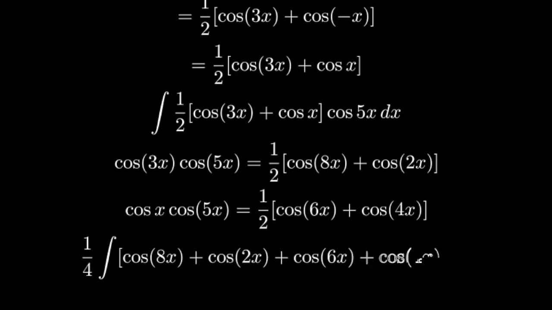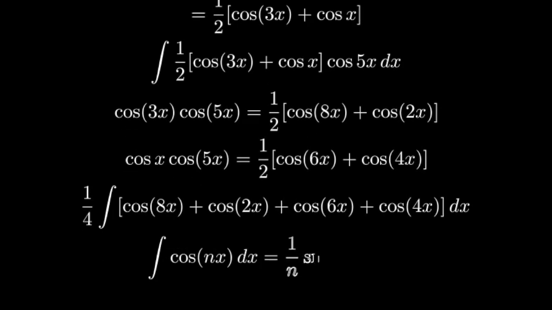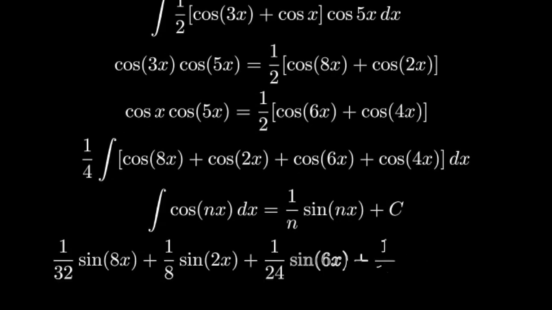Combining everything, our integral becomes 1/4 times the integral of cosine 8x plus cosine 2x plus cosine 6x plus cosine 4x dx. Now we can integrate each term. Remember that the integral of cosine nx is sine nx over n plus a constant. After integrating and combining like terms, we get 1/32 sine 8x plus 1/8 sine 2x plus 1/24 sine 6x plus 1/16 sine 4x plus a constant.